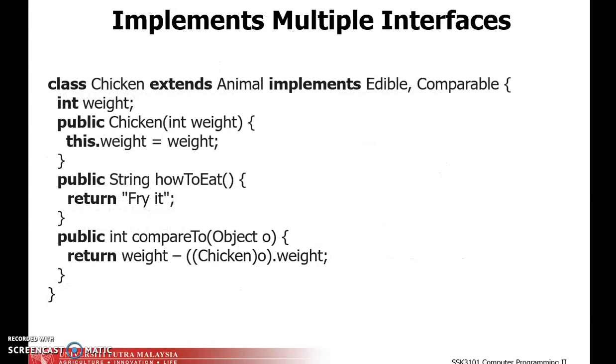In the following example, the program explains how you can implement more than one interface. As we refer to the previous example, interface Edible only includes one method called howToEat, while interface Comparable only includes the compareTo method. Therefore, when we construct a program that implements both Edible and Comparable interfaces, we must implement both of their methods as well. As you can see in the program, there is an implementation of howToEat which returns fry it, and a compareTo method that returns the weight of a chicken object.